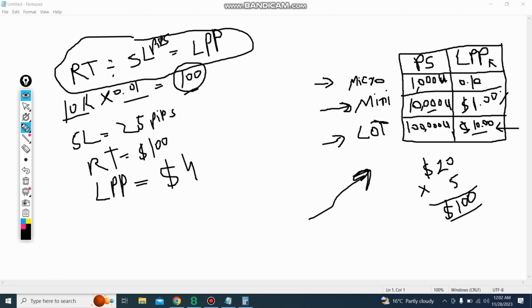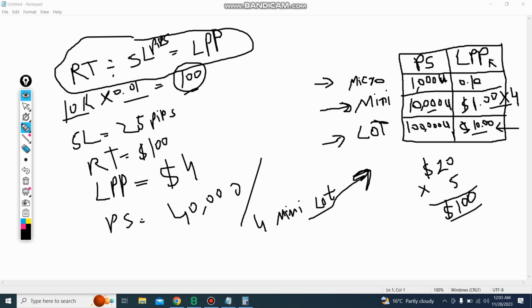Well, it's pretty easy to see that one mini lot times 4 will give you a $4 risk per pip, $4 loss per pip in this table, right? So the only thing we would have to do is put a position size on this trade of 40,000 units or 4 mini lots.